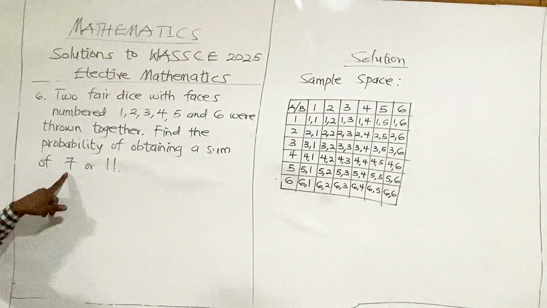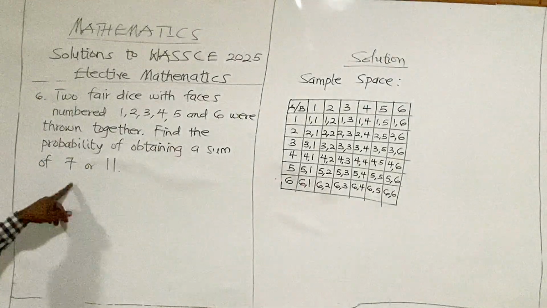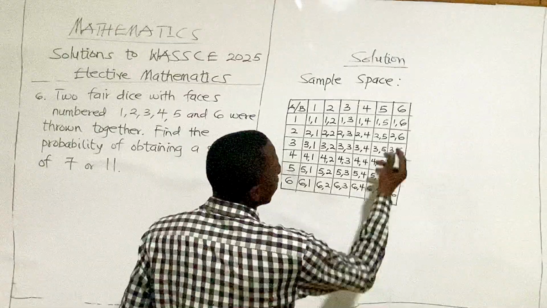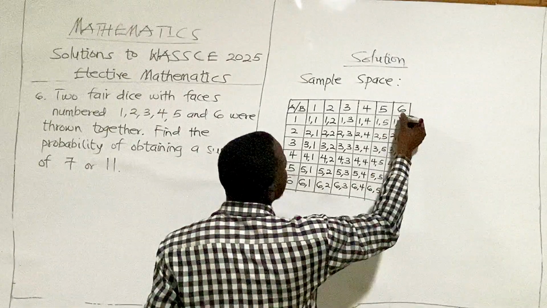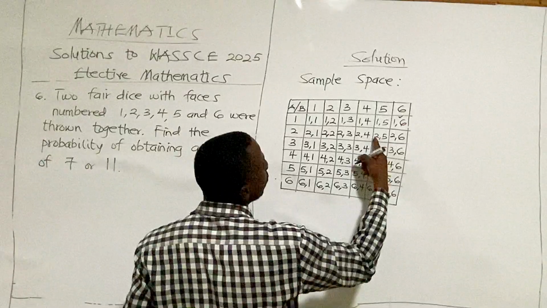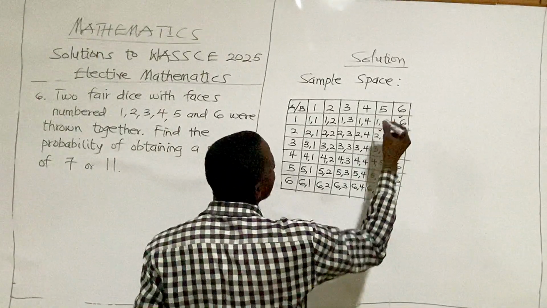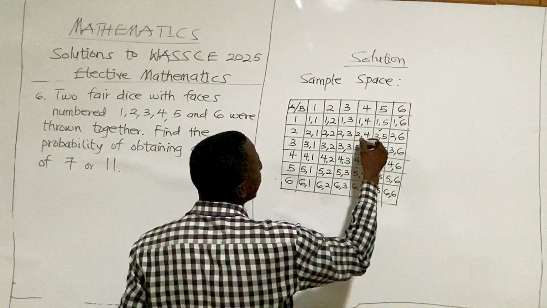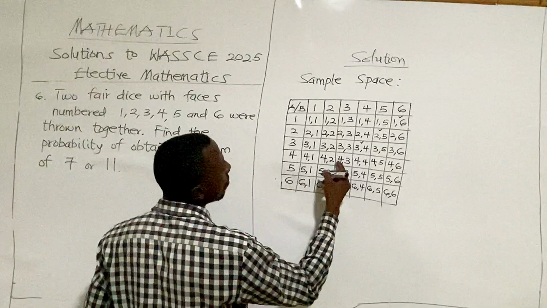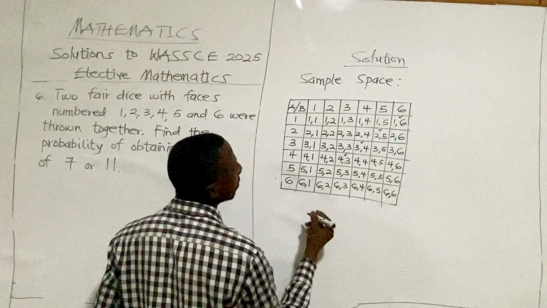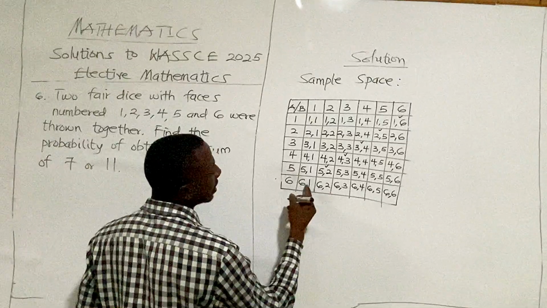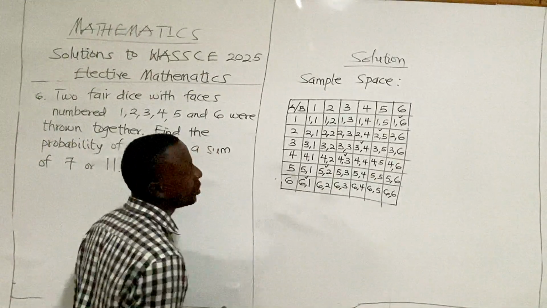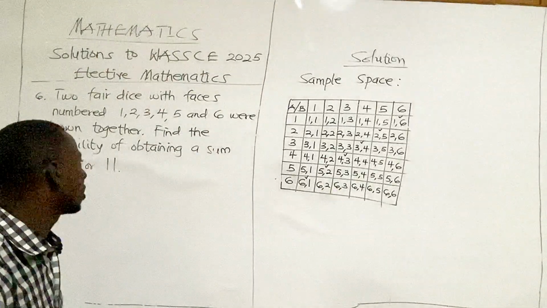The question said we should find a sum of 7. So 1 and 6, when you add, we are getting 7. So I'll pick this. 2 and 5, we are getting 7. 3 and 4, when you add, we are getting 7. 4 and 3, when you add, we are getting 7. 5 and 2, when you add, you are getting 7. 6 and 1, when you add, you are getting 7.